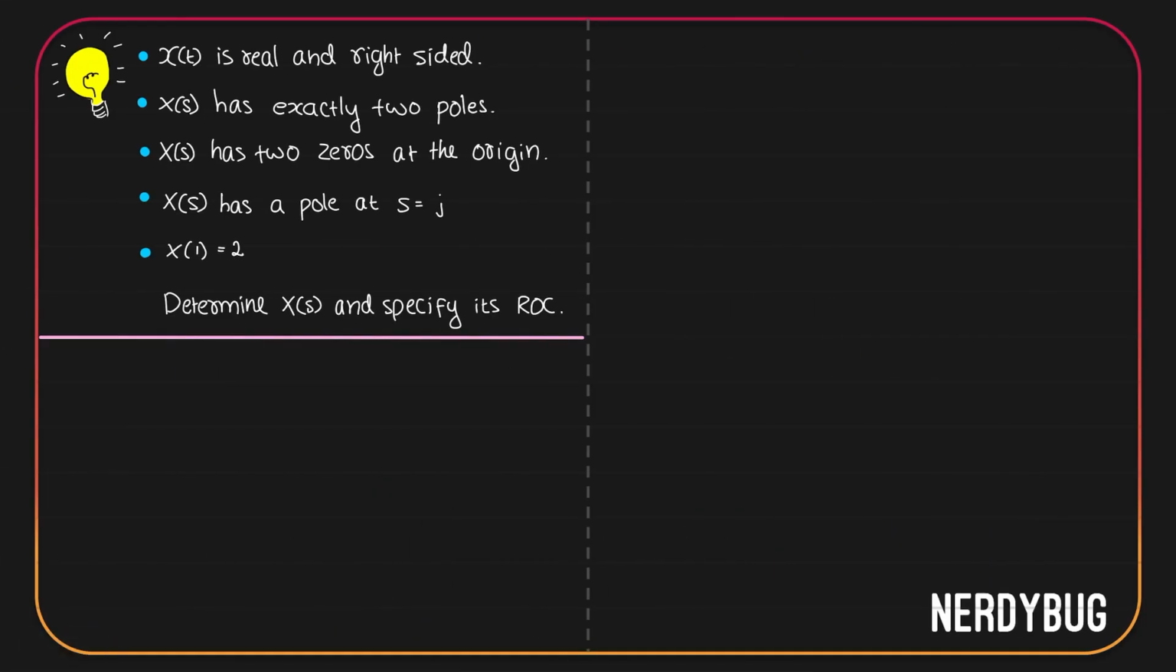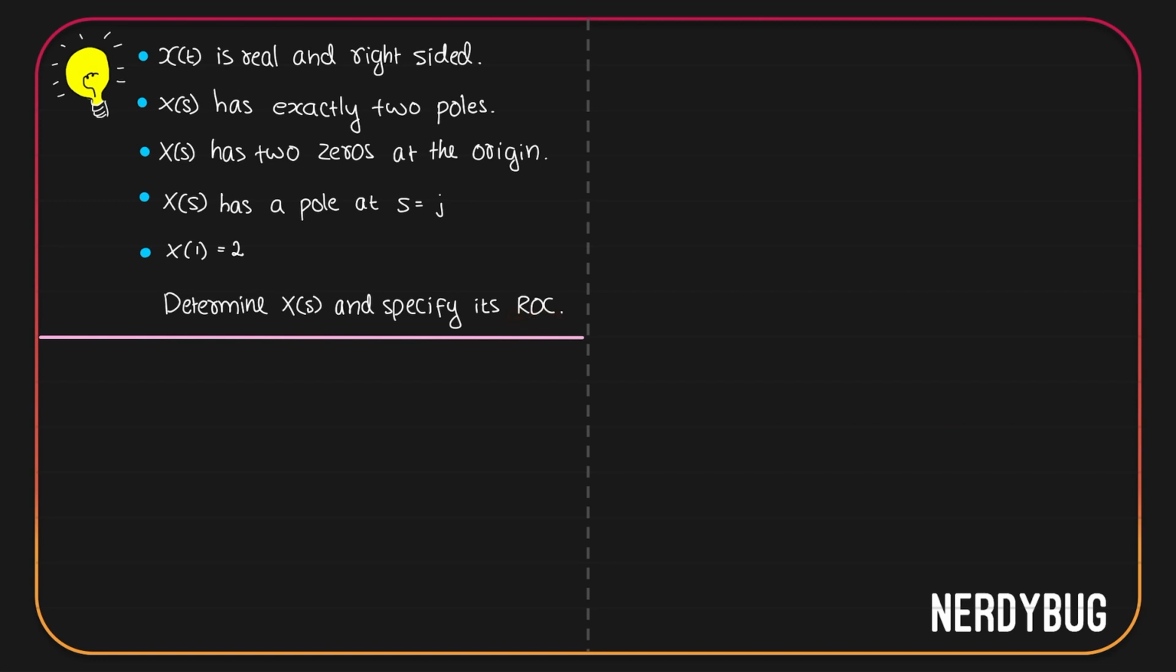Let us solve a problem based on this. It is given that the signal x of t is real and right-sided. X of s, which is the Laplace transform of x of t, has exactly two poles. It has two zeros at the origin. X of s has one pole at s equal to j and x of 1 is equal to 2. We have to determine x of s and specify its ROC.